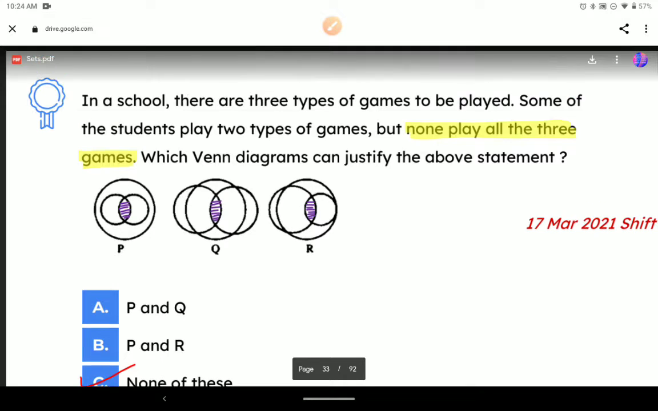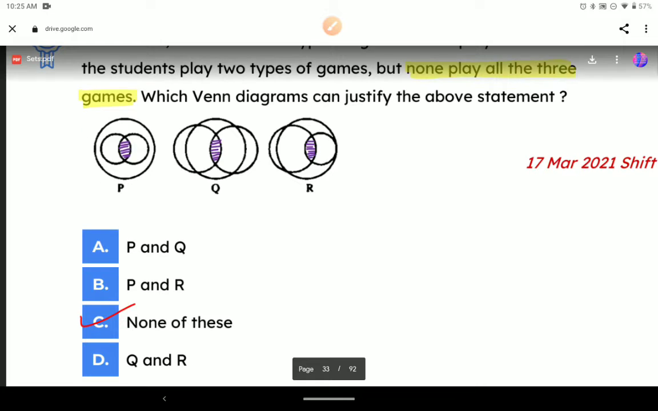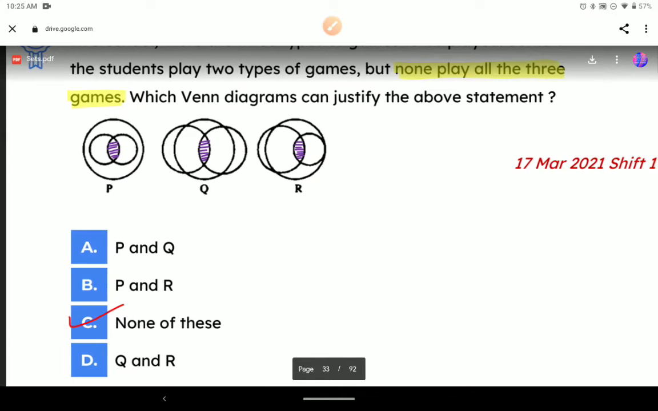Here, three should not be in one set. In B, we see this purple part which I already annotated. This is present in three sets, which means students play all the three games. Here also, students play all the three games. Here also. So the answer will be none of these. This is the 17th March 2021 shift one question.